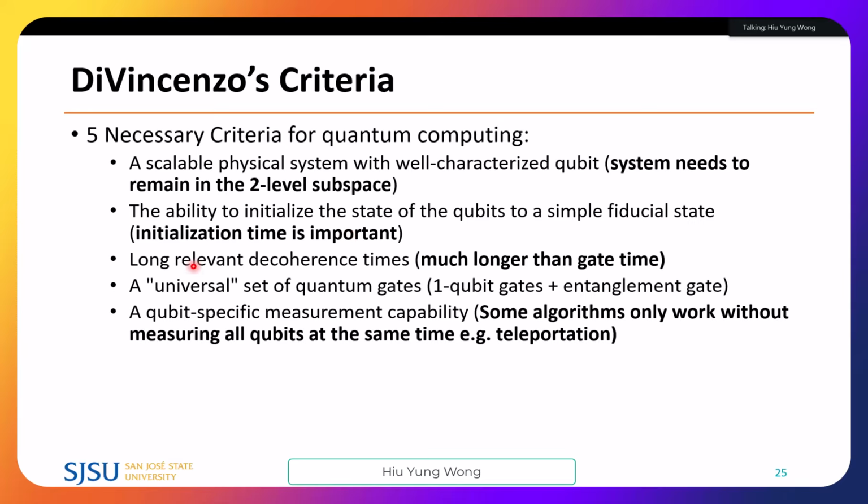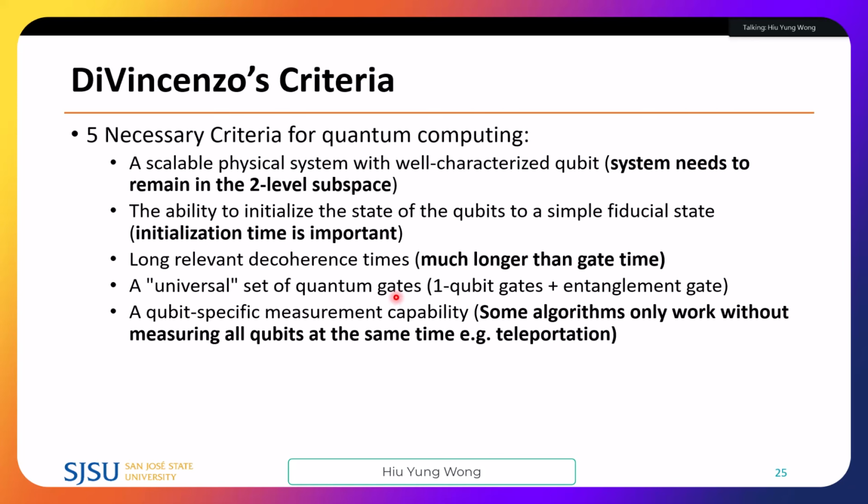Another requirement is that you need a long enough decoherence time, right? Because they're quantum objects, they lose their information very quickly. So you need to be much longer than a gate time. We already mentioned what a gate is. It's just a microwave pulse or a laser pulse. The pulse needs to have a certain length, maybe 200 nanoseconds or 1 microsecond. Then your decoherence time needs to be long enough. If your decoherence time is only 10 nanoseconds, nothing can be done, right?